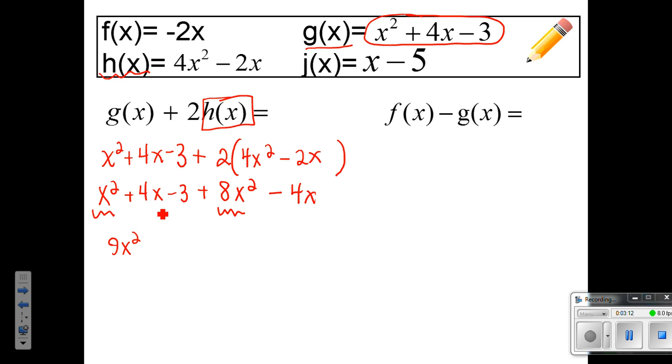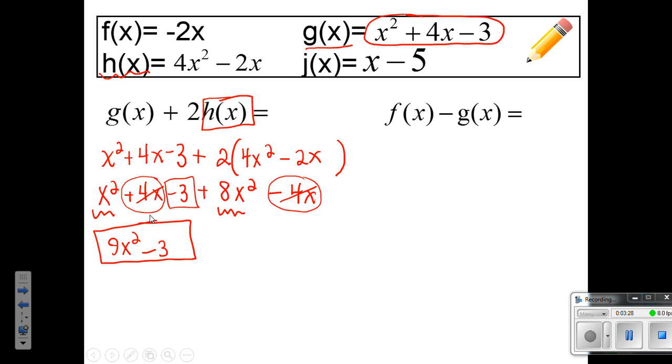Okay? And then I have a 4x and a negative 4x. Well, they cancel each other out. And then what I have left is a negative 3. So the answer to this would be 9x squared minus 3. I just added and performed a function operation, adding functions together.